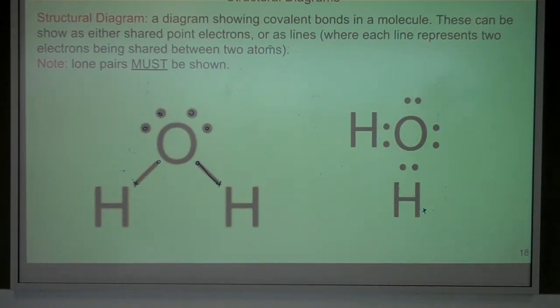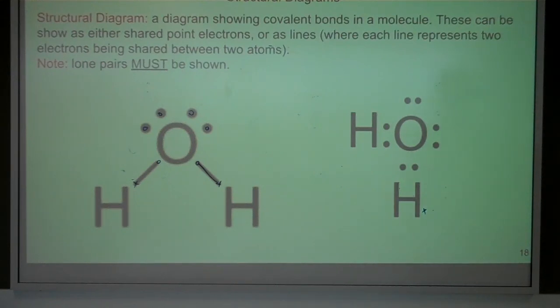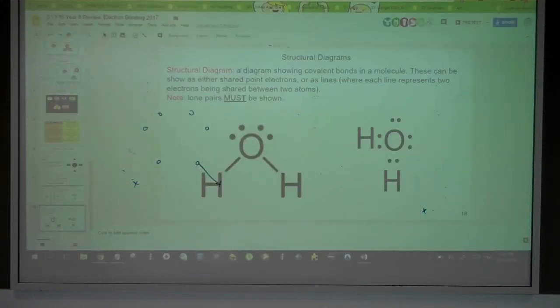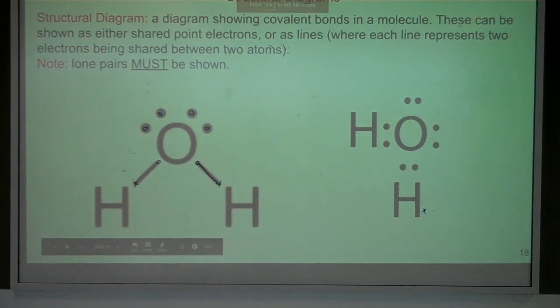There's an issue: these can be shown as either. Oh yeah, typo. These can be shown as either diagram. There we go. Done.